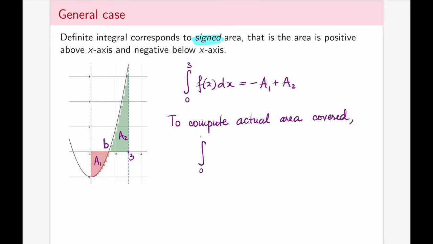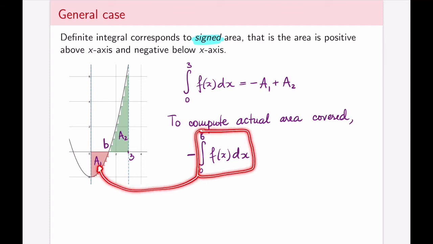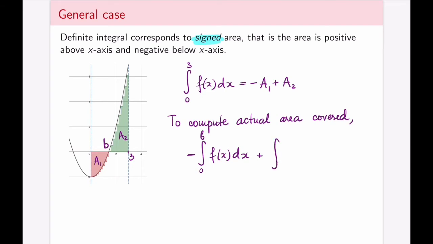If I calculate between 0 and b of my function, this has to acquire a negative sign in front of it. The value of the integral itself will be negative because it lies below the x-axis. Therefore, negating the negative will produce a positive outcome. And then I can simply add the area covered from here on. So between b and 3, the integral of my function f of x will produce a positive result and will actually correspond to the positively covered area here.